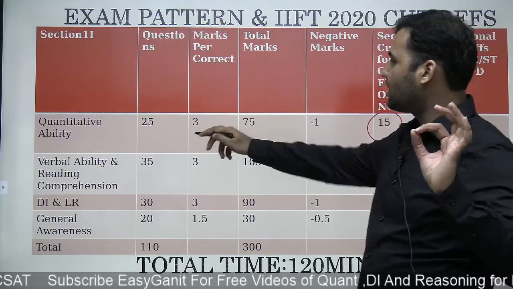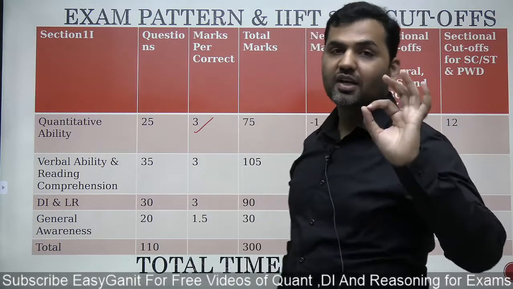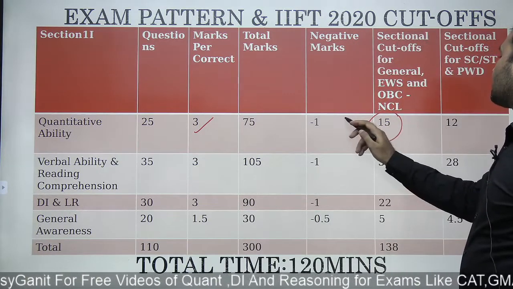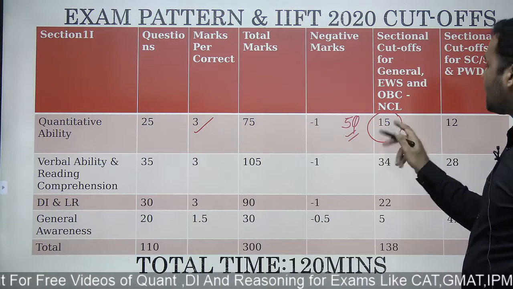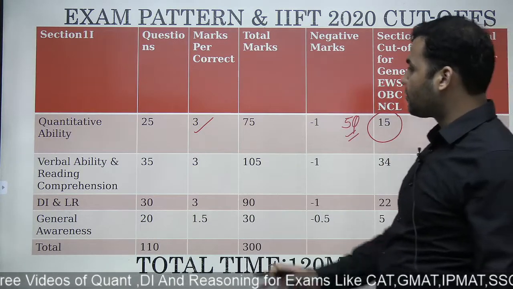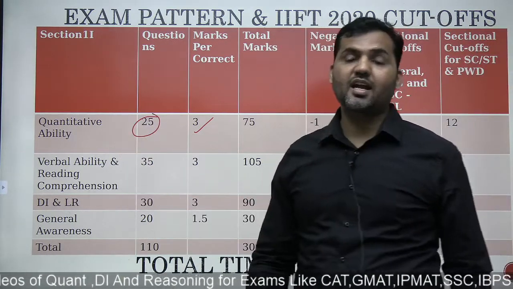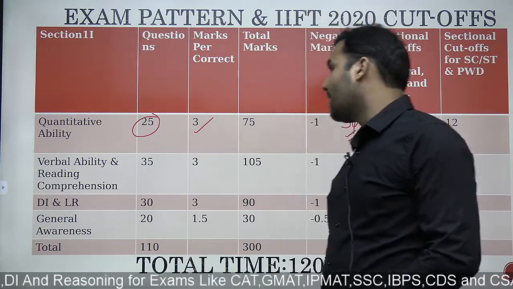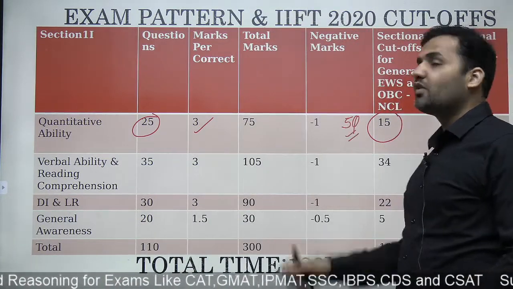Now tell me, if one question is of 3 marks, how many marks you require to clear the section cutoff in quant? Only 5 questions. 5 questions will clear you cutoff of 15. Out of 25 questions, if you are prepared for CAT, how difficult is it to do only 5 questions? But again, clearing only the section cutoff will not do the job.